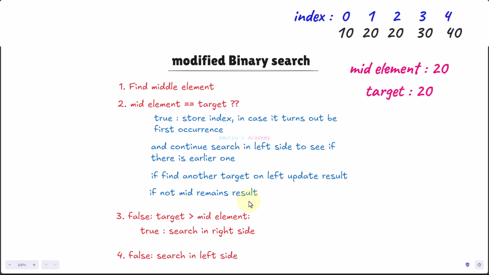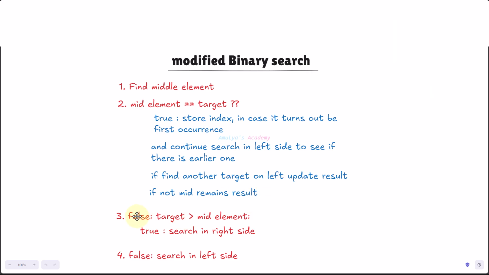When the middle element is our target element, first we need to store that index because it can be the first occurrence of that target element. Next, we need to continue the search in the left side to see if there is an earlier one. If we find another target in the left side, then we need to update the result, that is the index. If not, mid remains our result. And next, if the mid element is not equal to the target element, then we need to check whether the target is greater than the middle element. If it is true, then we need to search in the right side. Otherwise, we need to search in the left side, like normal binary search.